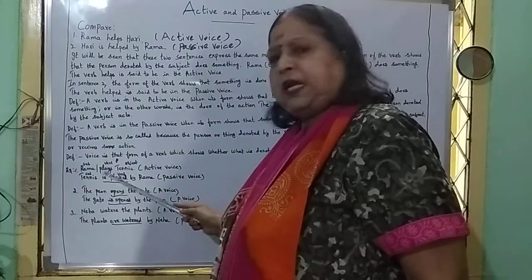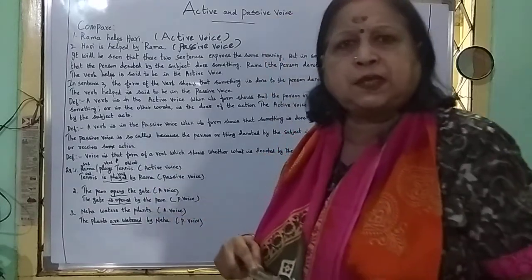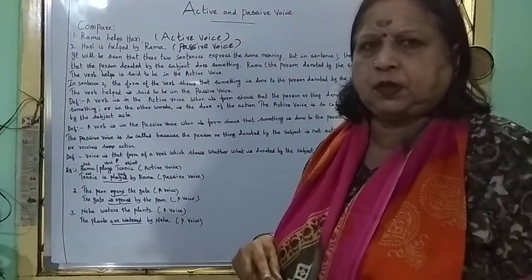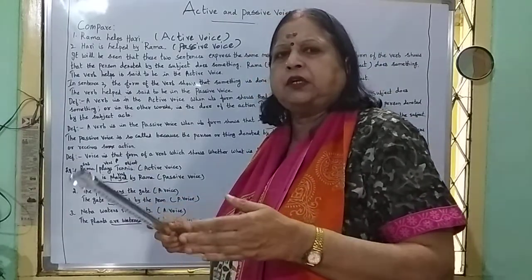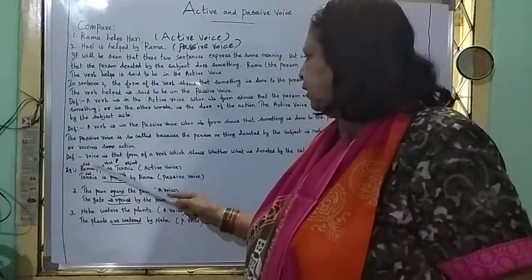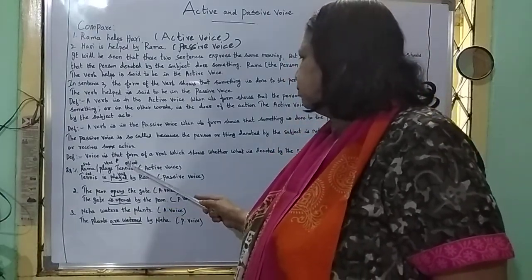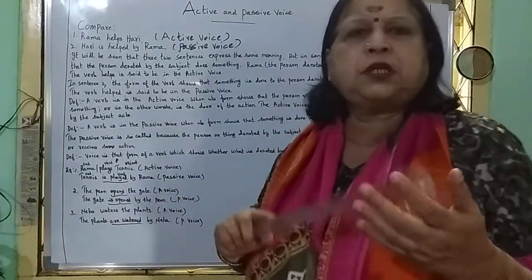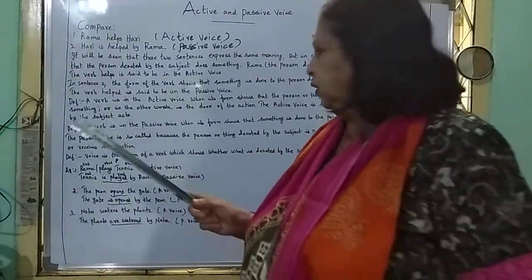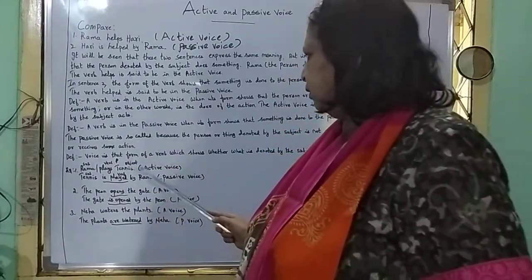The verb is plays. The verb denoted by the subject is doing some action. What is Rama doing? What does he do? He plays tennis. So here tennis is the object. The verb denoted by the subject is doing some action. So it is an active voice, the doer of that action.